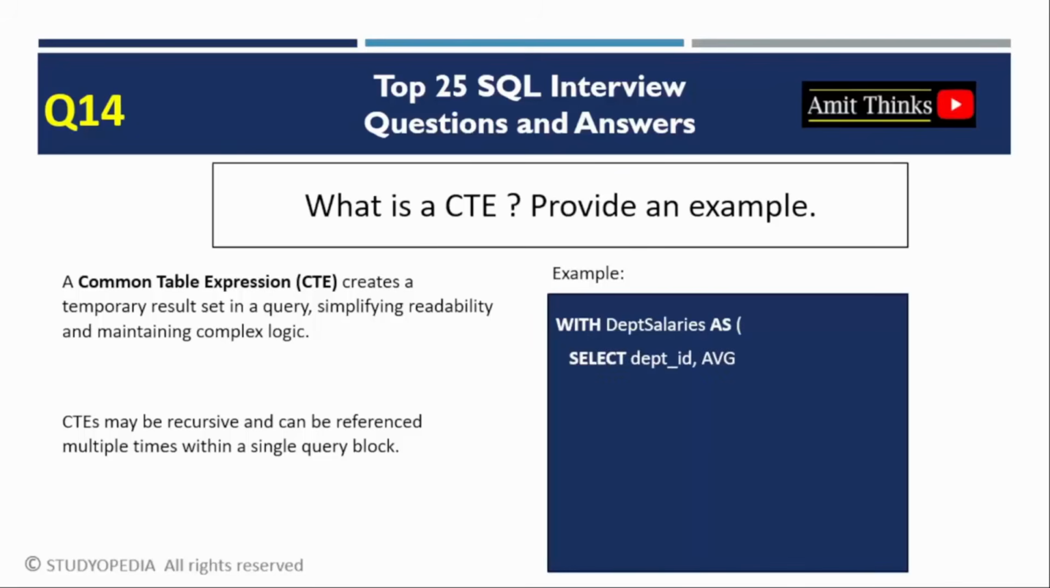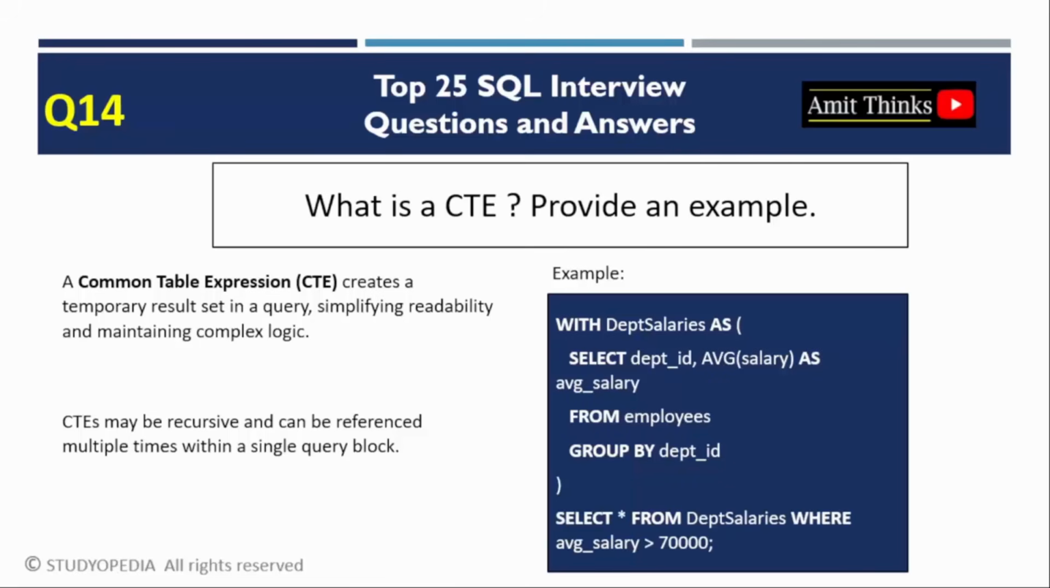In the example, we are creating a CTE named dept_salaries. It selects department ID as well as the average salary of employees. With that, group by department ID ensures the average is calculated per department. With the select star from department salaries query, we are filtering departments. It selects all rows from department salaries where the average salary is greater than 70K.